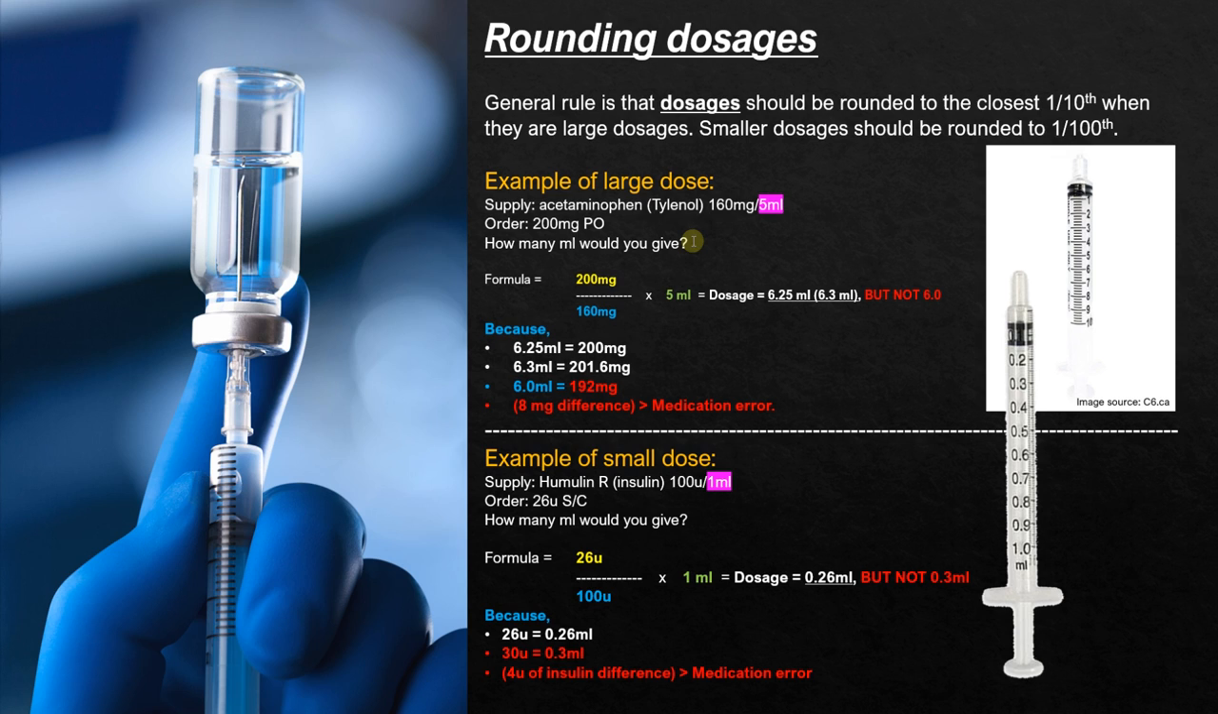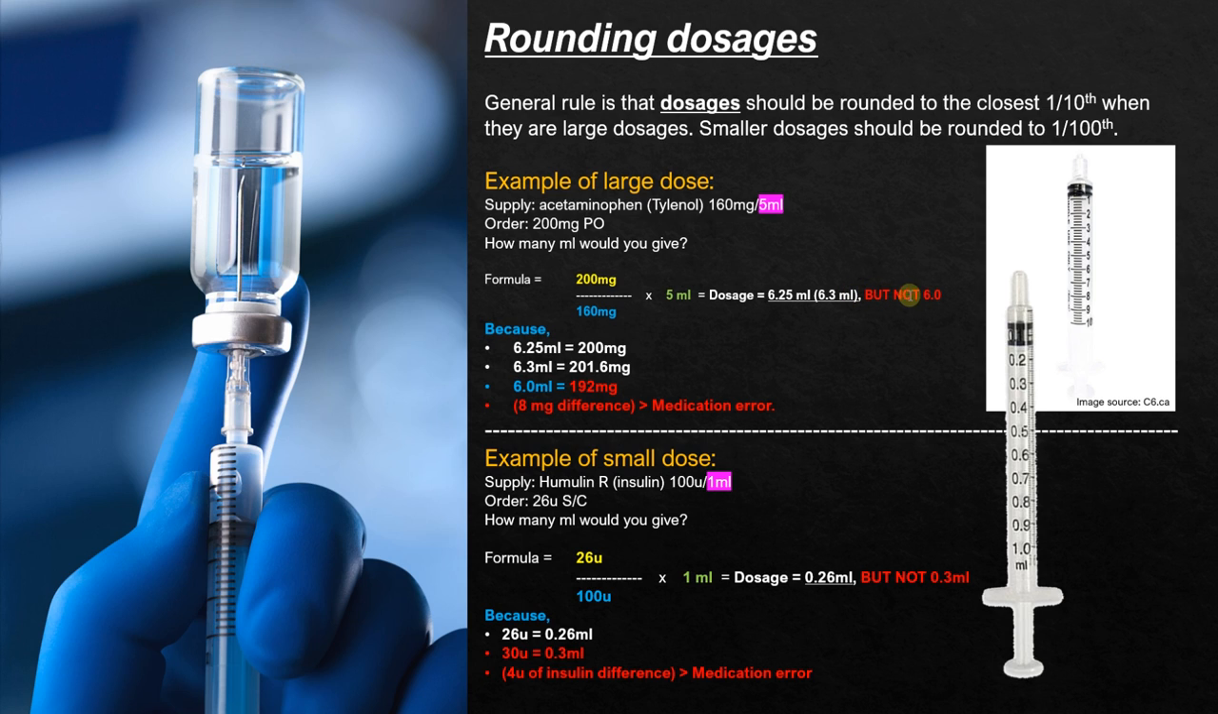Well, let's plug this into our formula. Our order is 200 milligrams. Our supply is 160 milligrams, right? And the volume is 5 milliliters. That's how the Tylenol comes in dissolved in, right? So if we do the calculation, we're going to get 6.25 milliliters. And in this case, we're going to round it up to 6.3 milliliters.